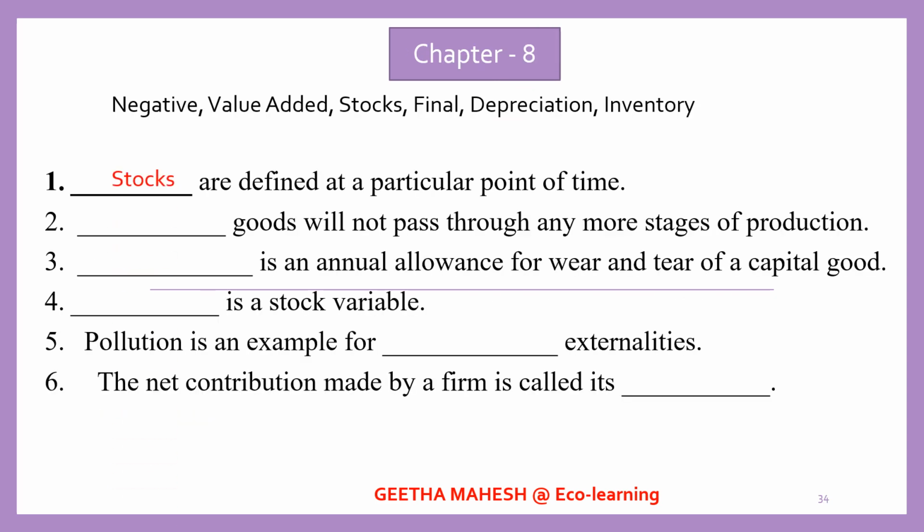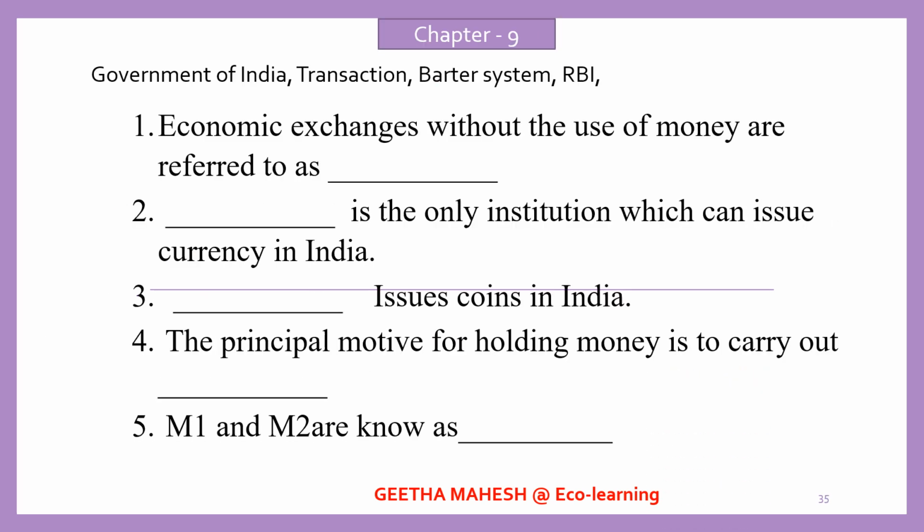Stocks are defined at a particular point of time. Final goods will not pass through any more stages of production. Depreciation is an annual allowance for wear and tear of capital goods. Inventory is a stock variable. Pollution is an example of negative externalities. The net contribution made by firm is called its value added.